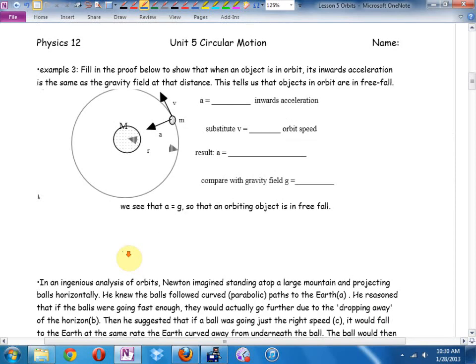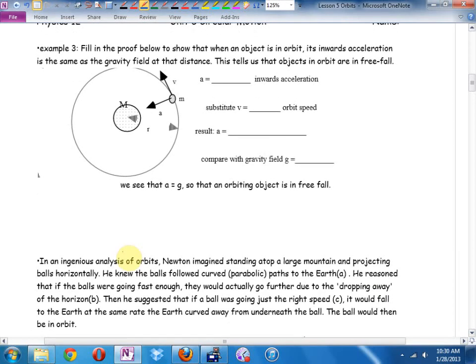Next page. Example 3 says, fill in the proof below to show that when an object is in orbit, its inwards acceleration is the same as its gravitational field at that distance. Now, you may recall a few minutes ago we said that gravitational field strength was big G, big M over R squared. We said Fg equals Fg, the masses canceled, and we ended up with little g equaling big G, big M over R squared. So let's see if we can prove that if you're in orbit, that's what's pulling you around in a circle in terms of your acceleration. Not in terms of your force. That's your acceleration. I wrote down here a equals v squared over R.